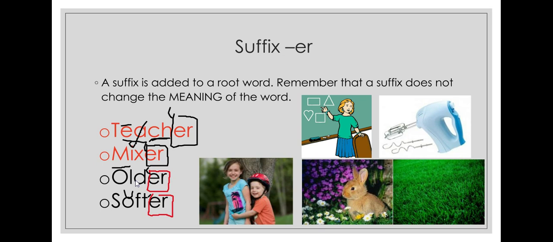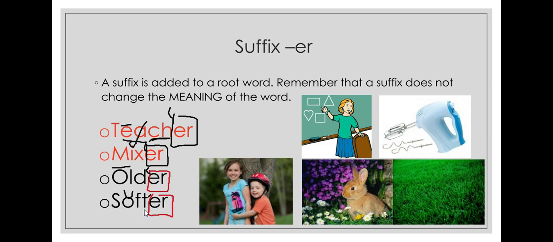So now if you look at the words older and softer, this er suffix has a different meaning in these words. Instead of describing a person or thing doing something, it's comparing two things. So like older. See, I have my suffix er, older. If you look at this picture, who is older? Does it look like the boy is older, or does it look like the little girl is older? Who is the older sibling in this picture? So we're comparing the boy and the girl. Who is older? And don't forget your macron above the O, because that makes the long sound.